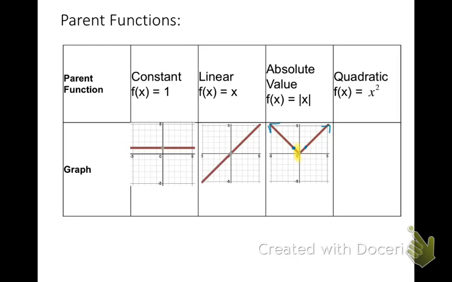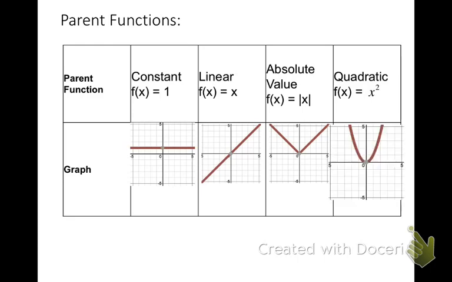And then finally, the graph of the most basic or parent quadratic function is a U-shaped graph. So this is the equation y equals x squared. Notice that this is a smooth curve. It passes through the origin, and if you plug in 1 and square it, you get 1, -1 squared, you get 1. So this is where the points that create this curve come from.